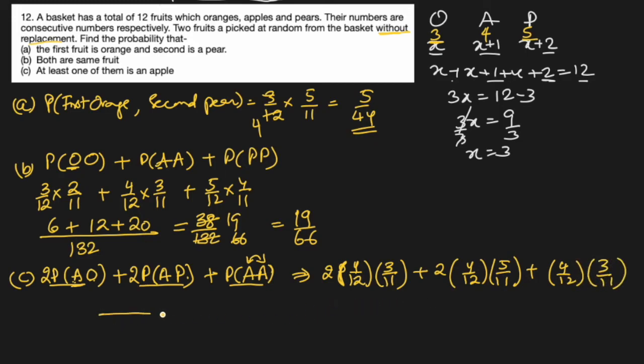Again 132 is the denominator. So it will be 12 times 2, 24. 20 times 2, 40. 4 times 3 is 12, again 24. So 48 plus 40, 88 over 132, divided by 8, 12 divided by 4. Answer is 2 over 3.